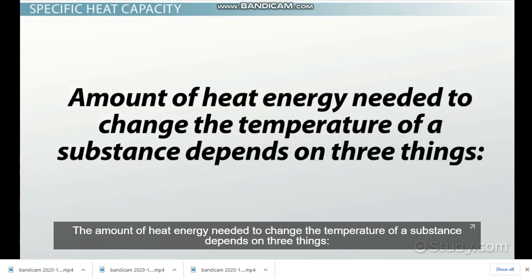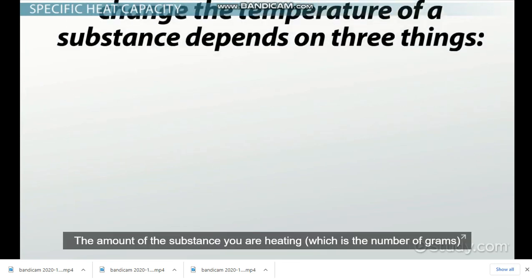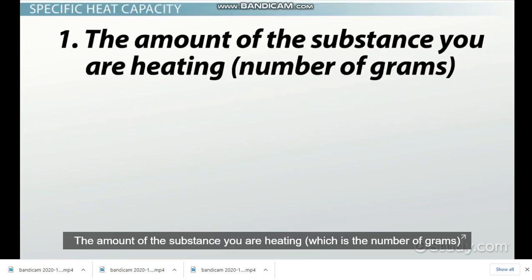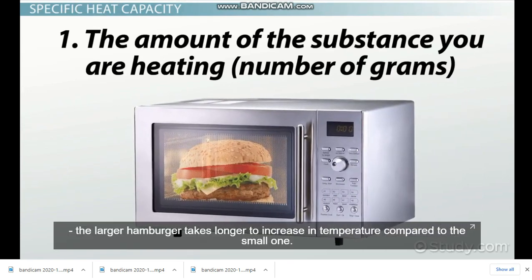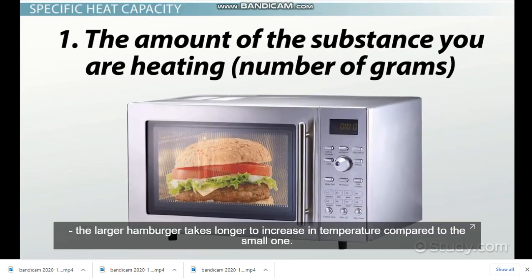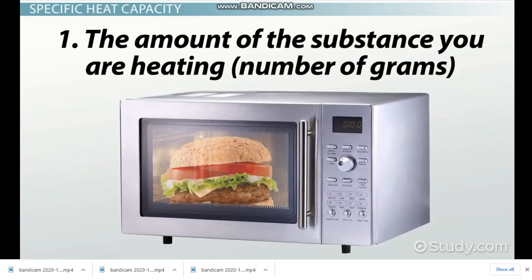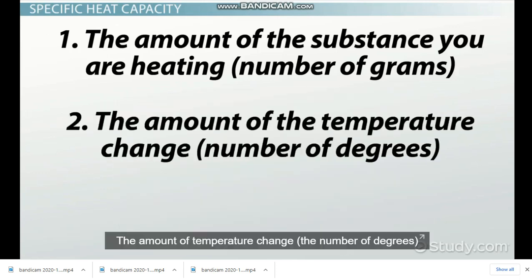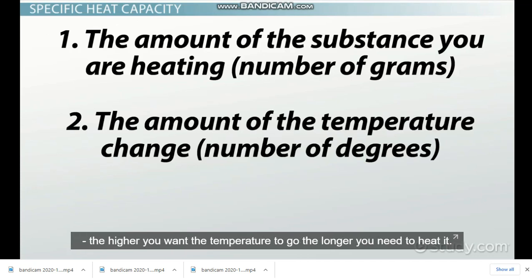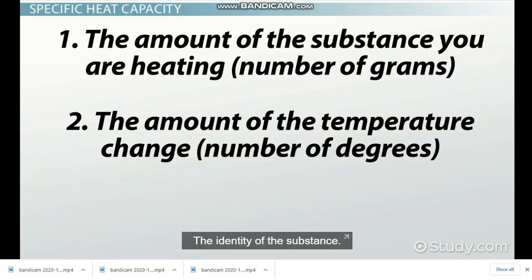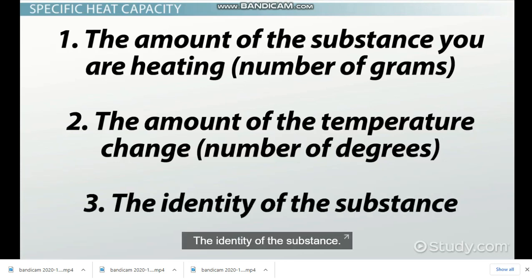The amount of heat energy needed to change the temperature of a substance depends on three things. Firstly, the amount of the substance you are heating, which is the number of grams. The larger hamburger takes longer to increase in temperature compared to the small one. Secondly, the amount of temperature change, the number of degrees. The higher you want the temperature to go, the longer you need to heat it. And finally, the identity of the substance.